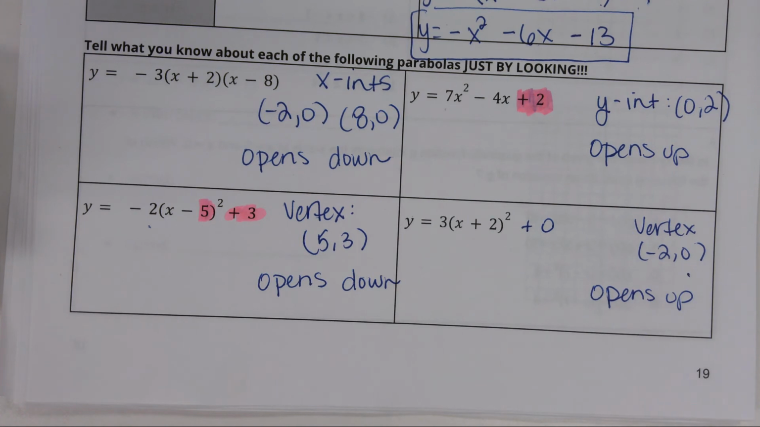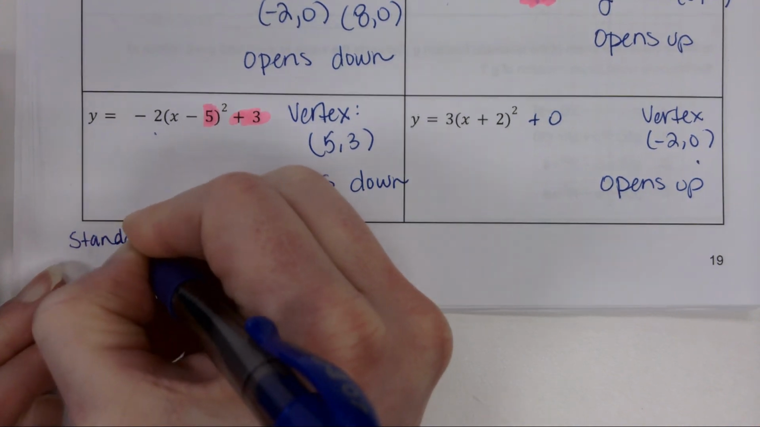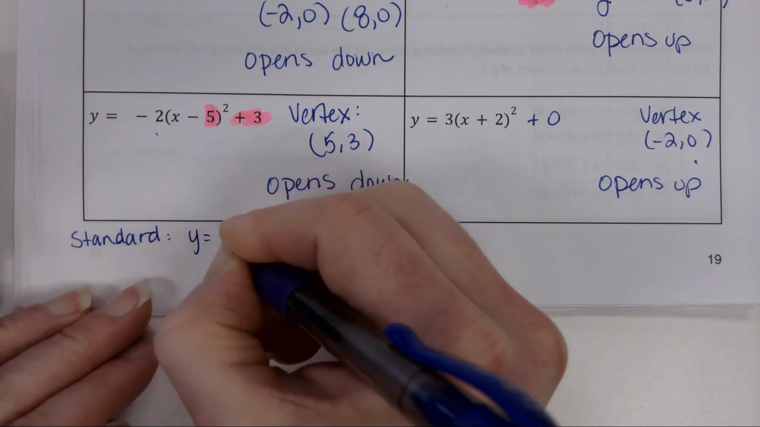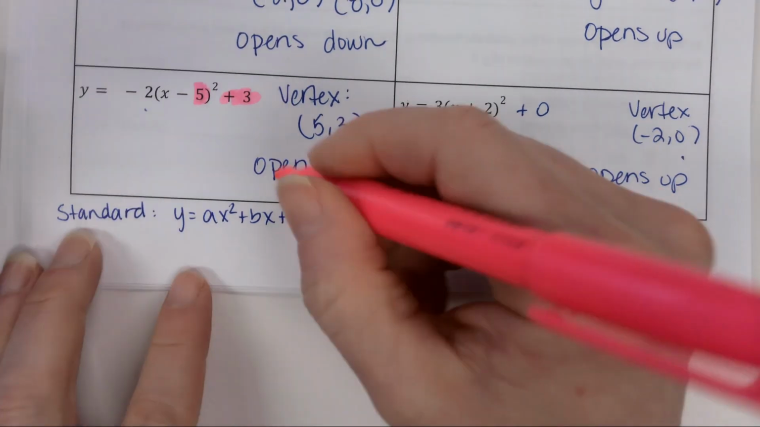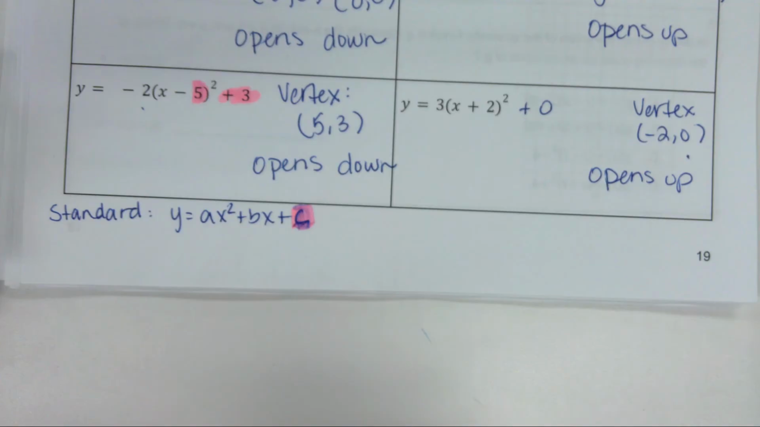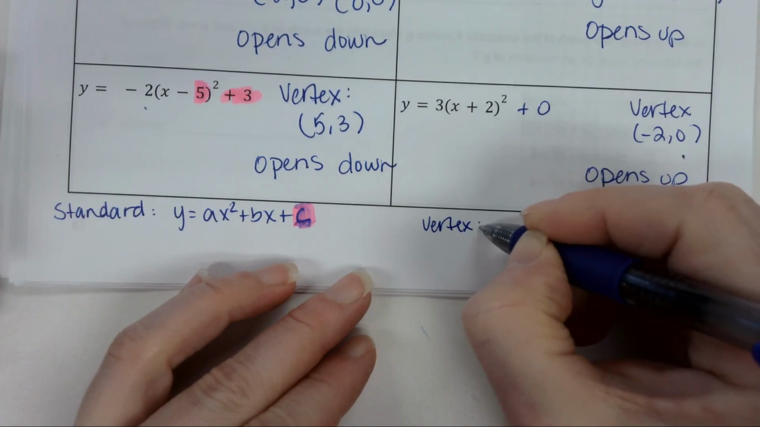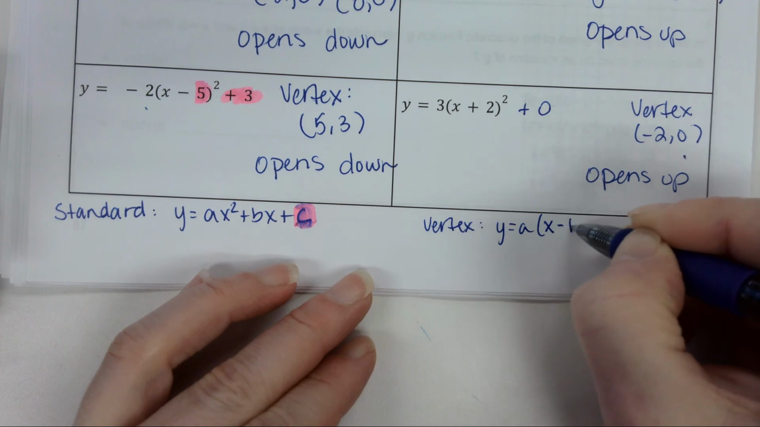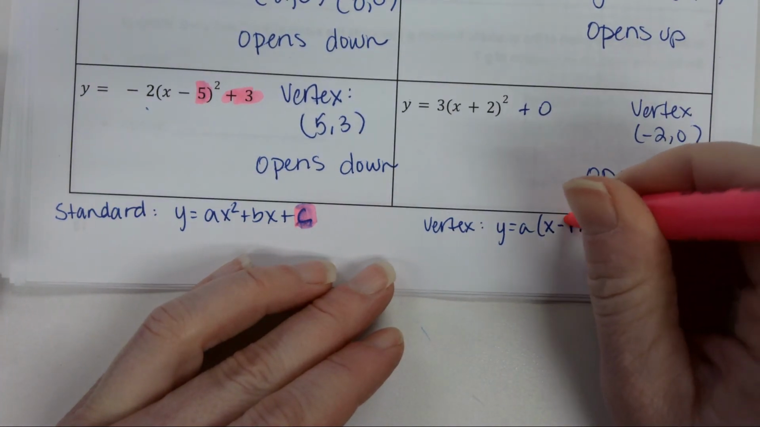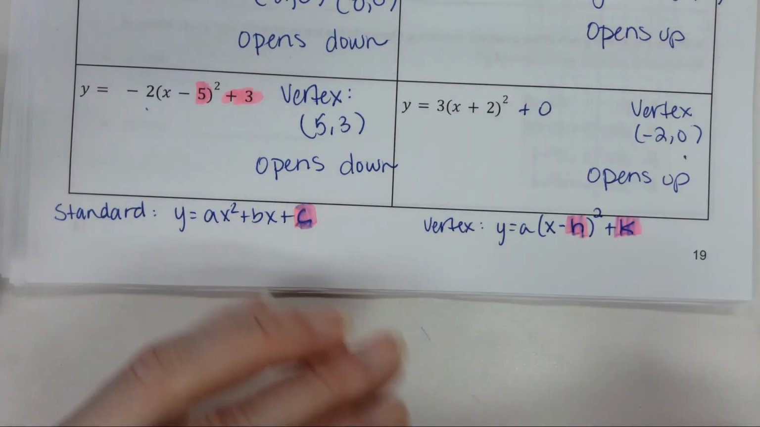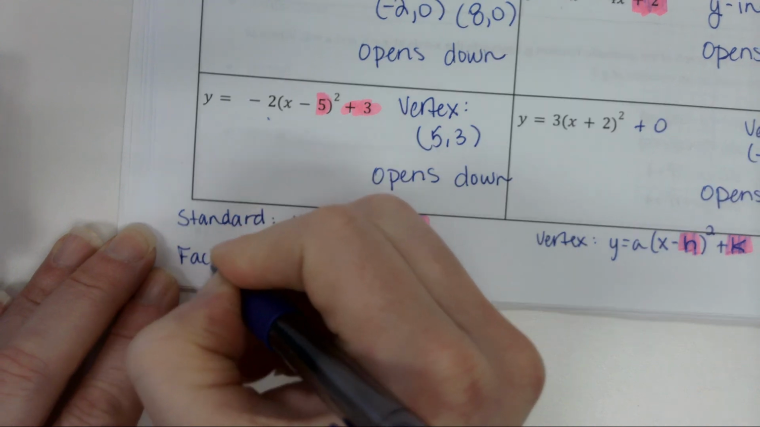And if you want to have a little bit of a summary, let me just jot these at the bottom of your paper, or maybe you want to jot them at the top of the next. Standard form, ax squared plus bx plus c, so there's no parentheses in that one. And I'm just going to highlight the c. That's the key feature of that one. Vertex form, y equals a, you're going to see a parentheses, x minus h squared plus k. The key feature is the vertex, which is the h and the k. And factored form gives us the intercepts.